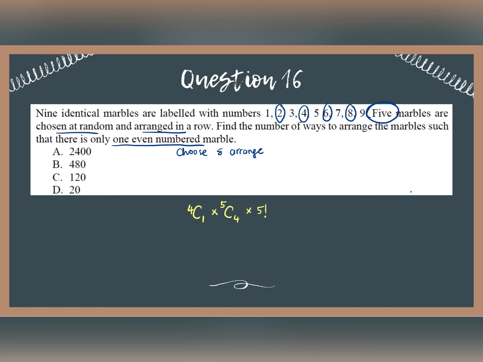Okay. So 4C1 multiply by 5C4 multiply by 5 factorial. And the answer that we get here will be 2400. So 2400 and the answer is A.